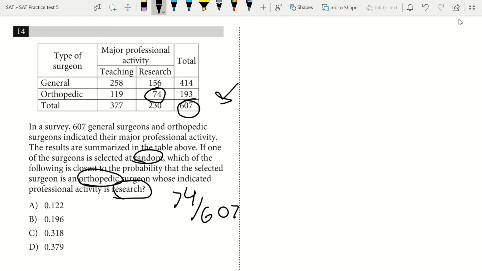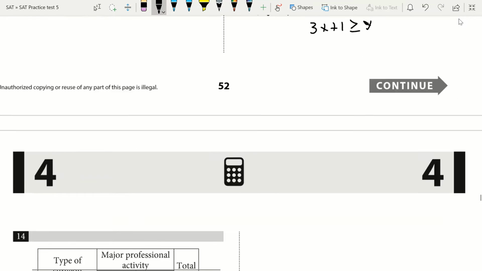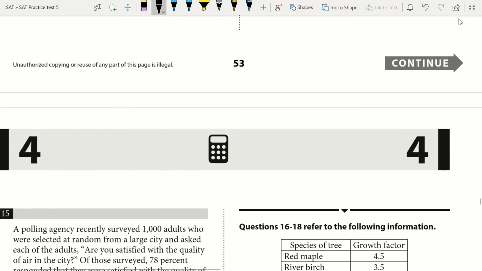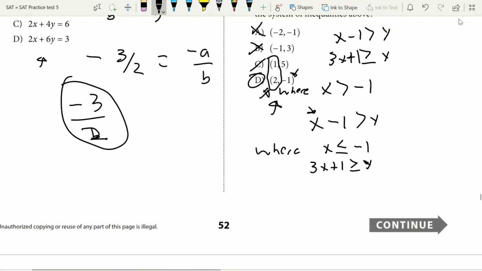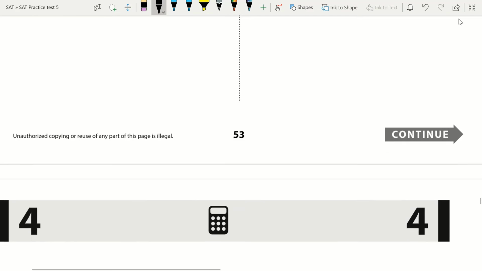I plug that into my calculator, 74 over 607, and I'm going to get 0.122, right? So the answer choice is going to be A there. All right, question 15. Make sure we got the other ones real quick. Okay, we did.